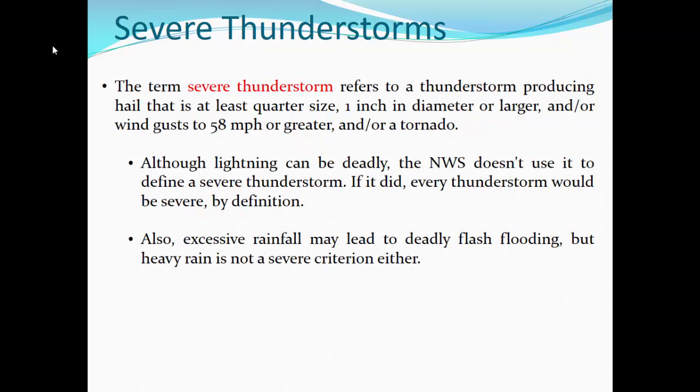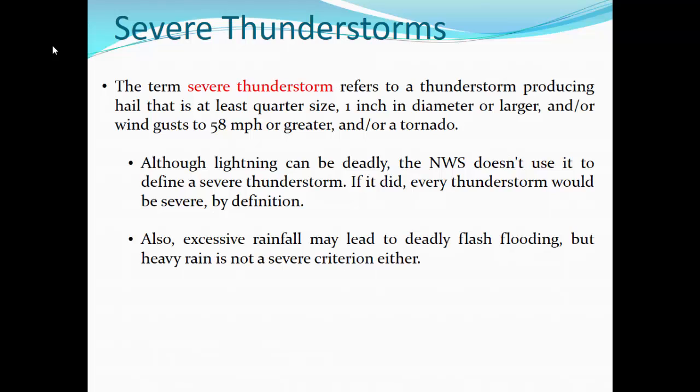If the storm is able to become strong enough, with a powerful enough updraft, any storm, whether it be an ordinary cell or a multi-cell thunderstorm, can become a severe thunderstorm. A severe thunderstorm is simply, again, a human construct, something we've defined. The term severe thunderstorm refers to a thunderstorm producing hail that's at least the size of a quarter, the coin, so an inch in diameter or larger, or has wind gusts of 58 miles per hour or greater, and or is producing a tornado.